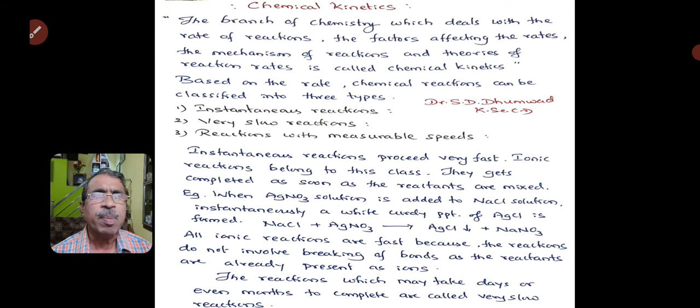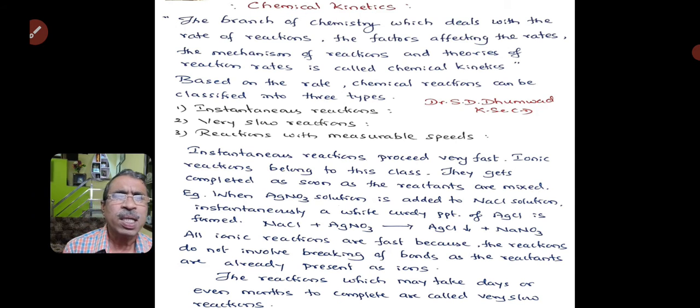Now you know that chemical kinetics is a branch of chemistry which deals with the rate of reactions, the factors affecting the rates, the mechanism of the reactions, and theories of reaction rates. Based on the rate, chemical reactions can be classified into three types. Before going to these three types, let us know what is rate of reaction. Rate of reaction is also called the speed or velocity of the reaction. How fast the reactants turn into the products is known as the rate of the reaction.